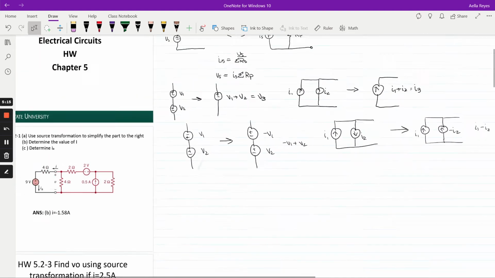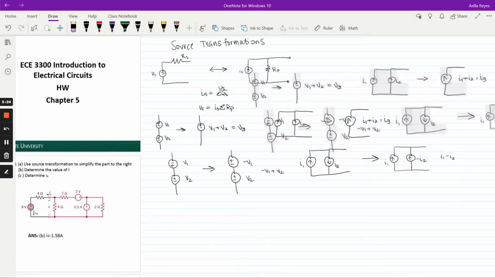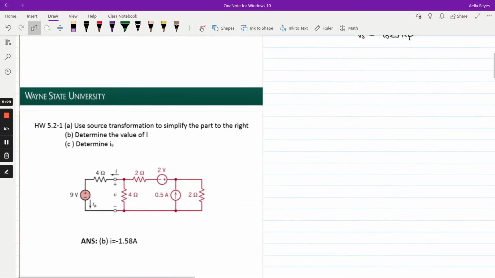Okay, so now that we know that, I'm going to move this to this side so we have more room here. So this first problem, we're going to source transform this right side of the circuit, the one in the red, and then we're going to determine the value of I. It says to determine IA, but she only gives the answer for B, so I don't think we have to do that.